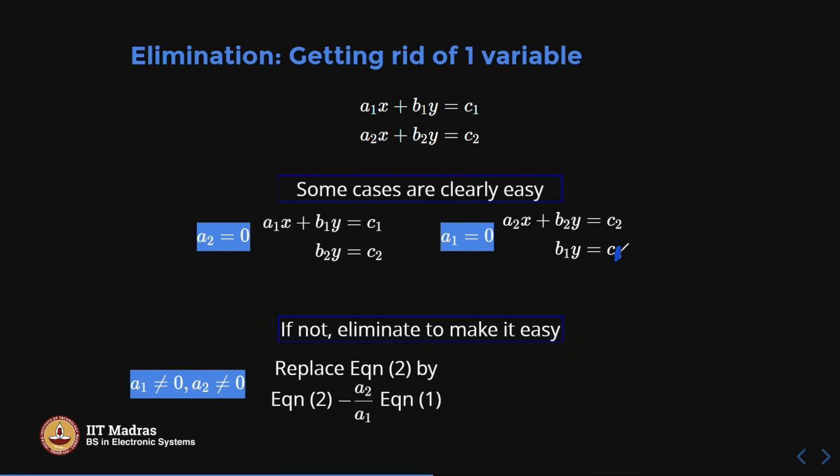What if both are not 0? If a1 is not 0, a2 is not 0, then you can eliminate to make it look once again like a triangle case. How do I eliminate? This is where the very interesting idea comes in. Instead of equation 2, you replace it with equation 2 minus a2 by a1 times equation 1. So let me just show this here.